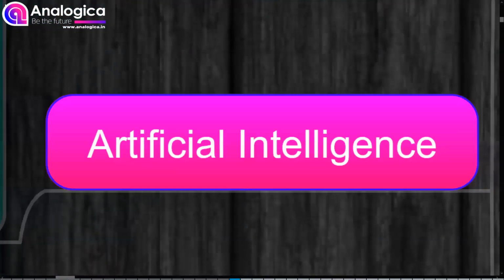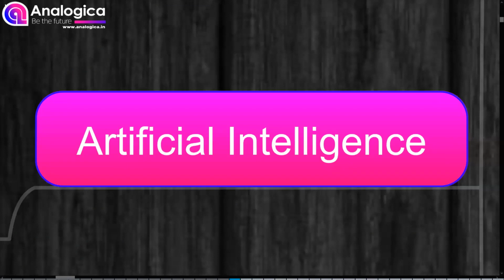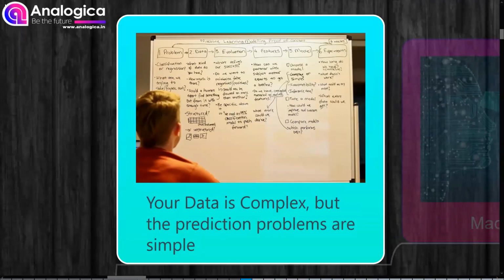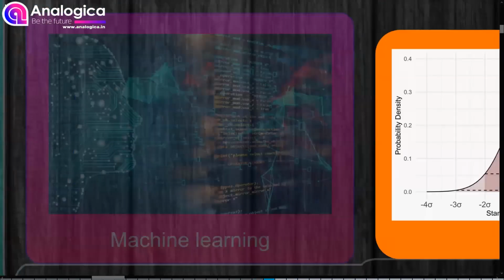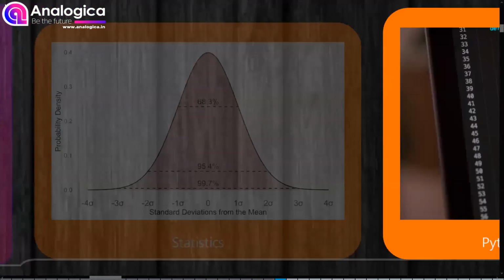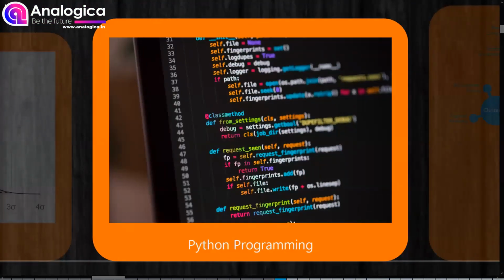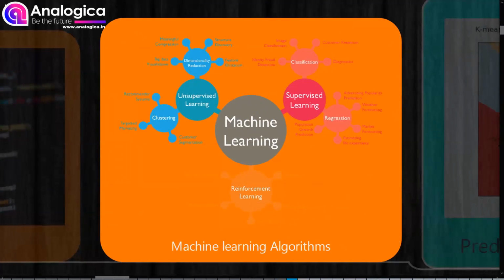In that case, what you have is artificial intelligence. It is intelligent. It's artificial, of course. But under artificial intelligence, there are, again, certain aspects that you would want to know. For example, if your data is complex, but the prediction problems are simple, that's when machine learning comes in. Machine learning again uses statistics at the core, and here you'll be using Python programming or any other programming language suitable to encode machine learning algorithms.